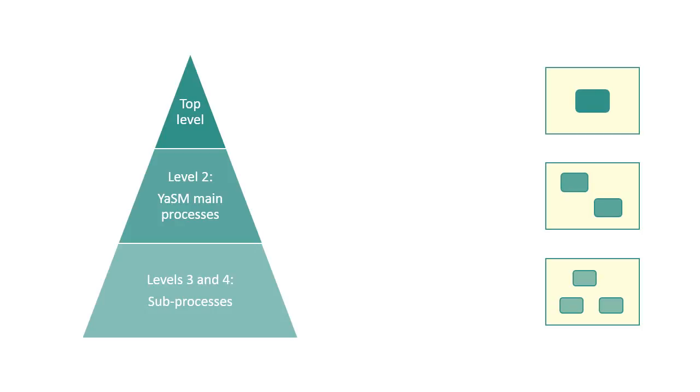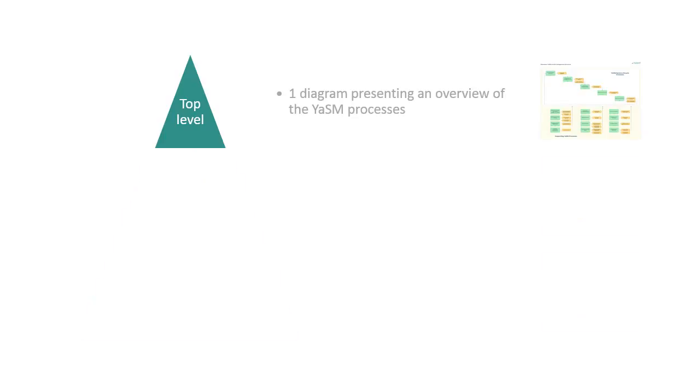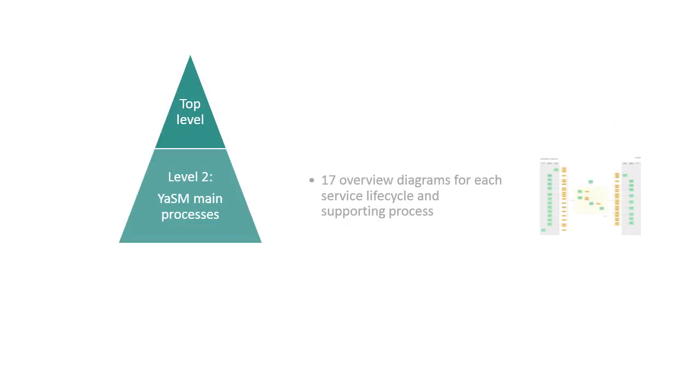That principle is actually quite simple. We have a collection of process diagrams, neatly arranged in several layers of detail in the form of a pyramid. At the top of the pyramid we have a diagram with a complete, high-level overview of the YaSM processes. This is the main entry point into the process model, and from here we can drill down into details by following hyperlinks.